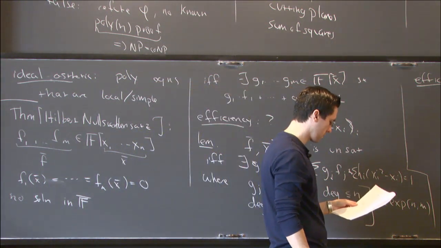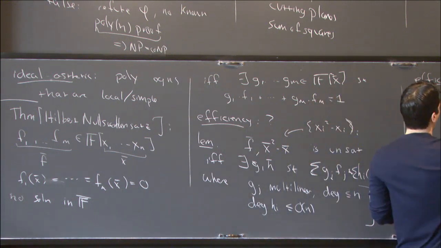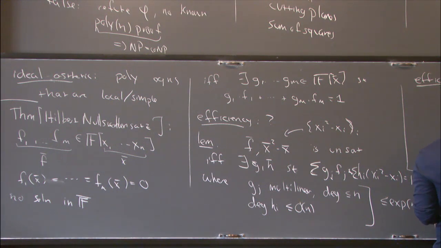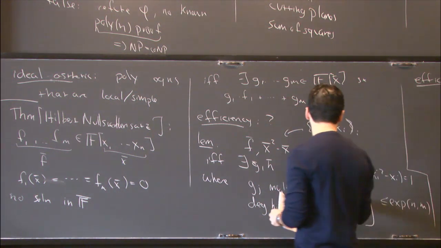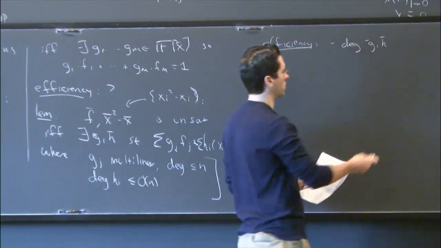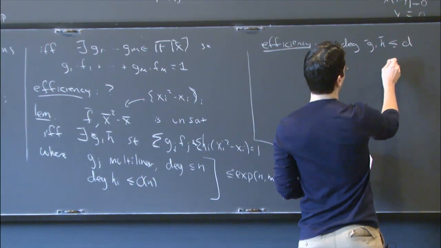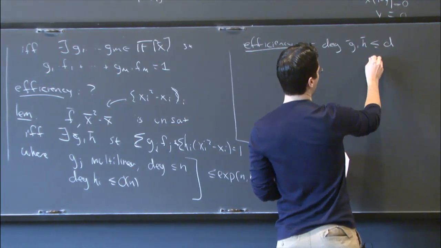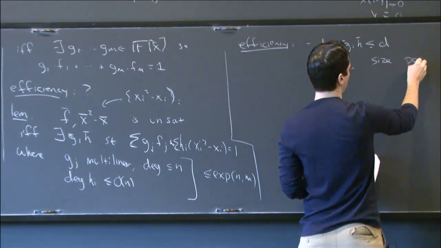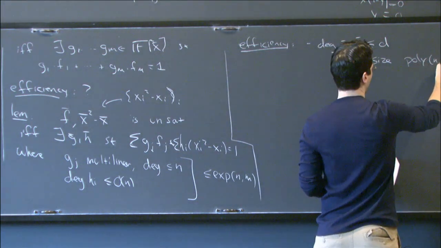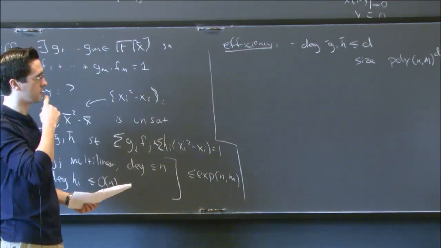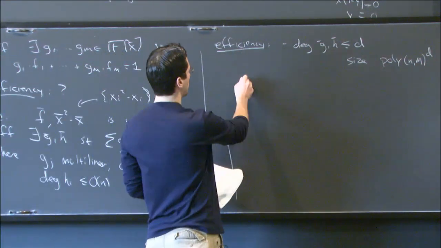But OK. So how can you measure efficiency in the system? Well, one is with degree. So here I said that the degree is at most n. But suppose it was much smaller. What does that tell us about the complexity of this proof? Well, if the degree is at most d, then the size, the descriptive complexity of these is something like polynomial in n and m to the d. So if d is particularly small, then you get a small proof, so like constant or something.